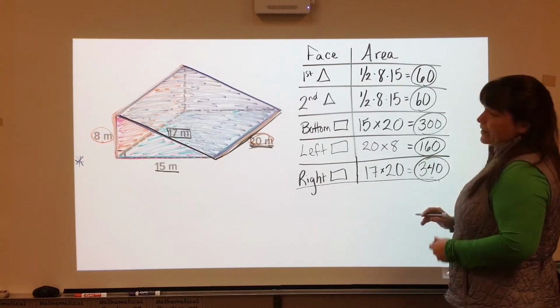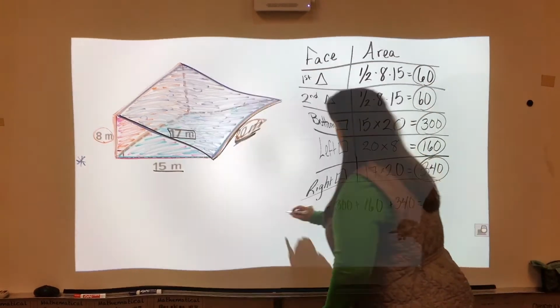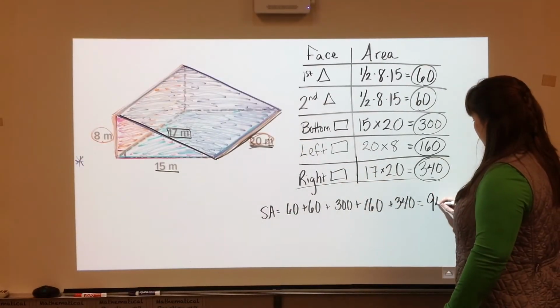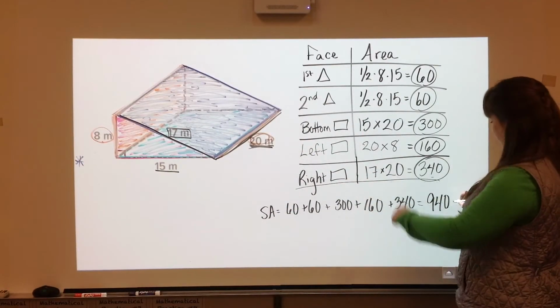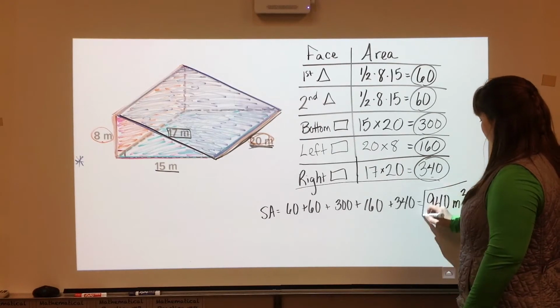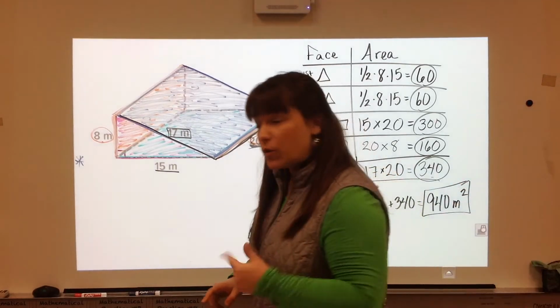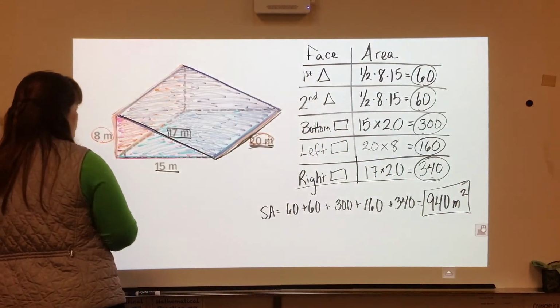Now we just have to add up these numbers to get our surface area. When we add it up, it ends up being 940. We're dealing with meters, so our unit is meters squared. One more for me to do, and then 2 for you to practice.